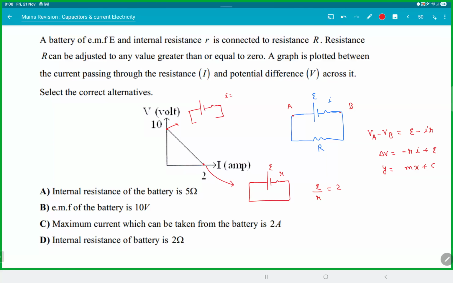So here the current is 0 and EMF is 10. So EMF of the battery is 10. Internal resistance is 2. Maximum current will be 2, which can be taken from the battery. Internal resistance of the battery is 2. Clear with this? Good.